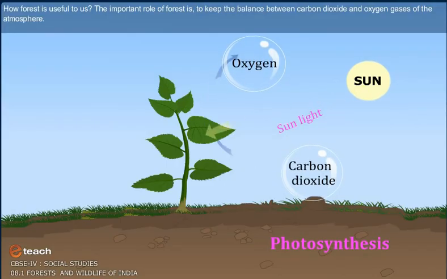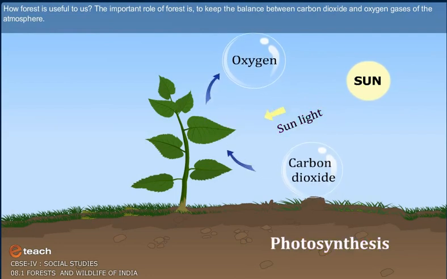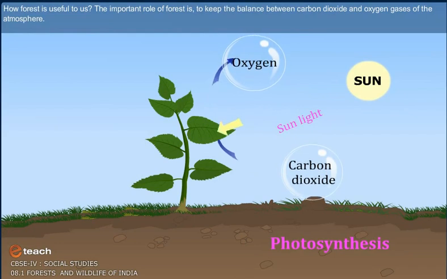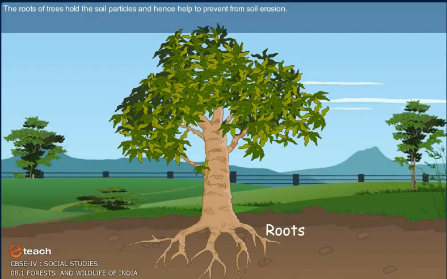How is forest useful to us? The important role of forest is to keep the balance between carbon dioxide and oxygen gases of the atmosphere. Forest is a habitat of living organisms. The roots of trees hold the soil particles and hence help to prevent soil erosion.